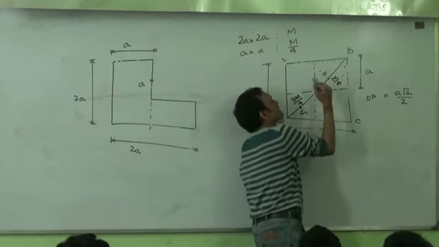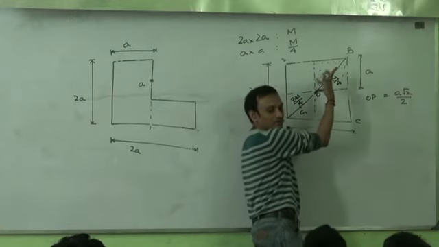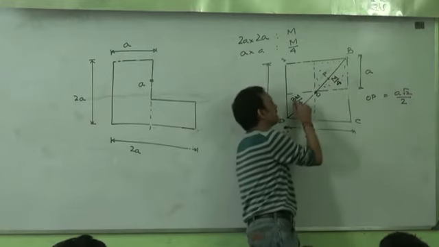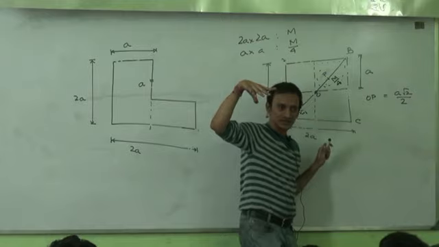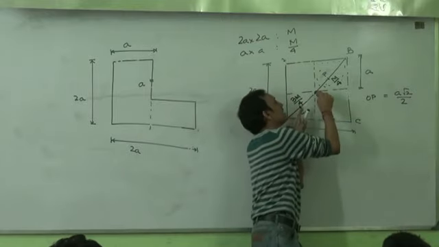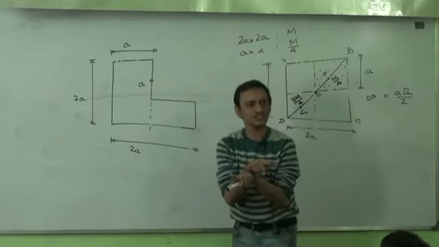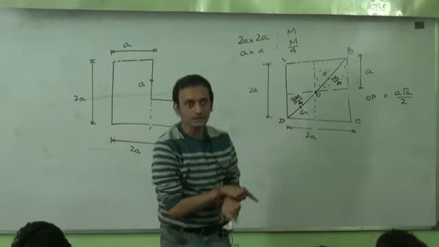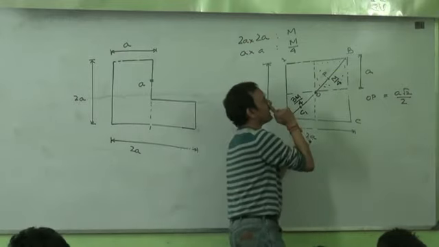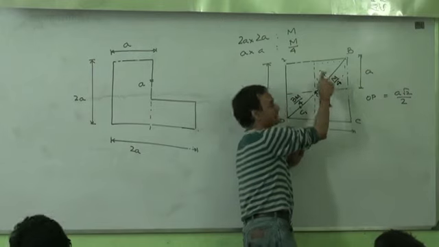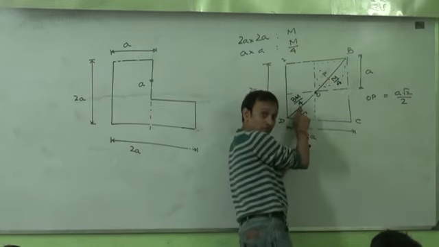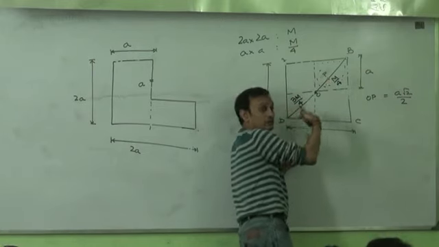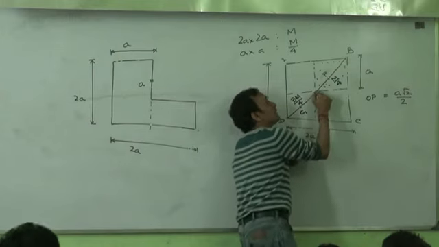The center of the whole thing is like the center of mass of this 3M by 4 and M by 4, which must be at O. 3M by 4 and M by 4 is the total mass. So the center of mass of this mass and this mass would be the center of mass of the whole thing, which is M. Right? So then I have a mass M by 4 here and a mass 3M by 4 here. And the center of mass of 3M by 4 and M by 4 is O.